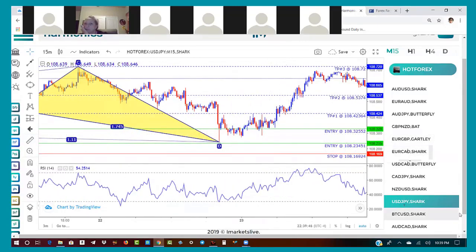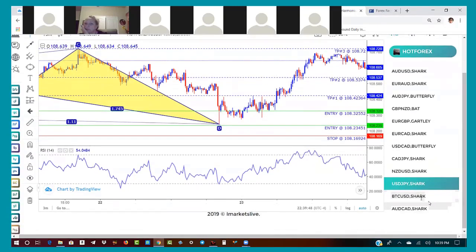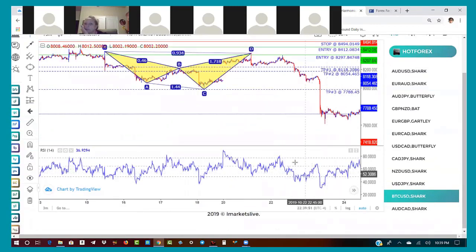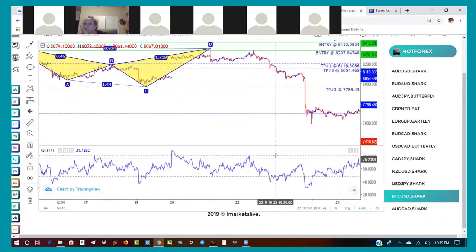We have 2 more to go. This is Bitcoin. Don't do Bitcoin for now. It's very crazy, and it will give you a lot of money, but you could lose your entire account on Bitcoin if you're not careful. Do not trade Bitcoin, even if you see it here, until you learn Bitcoin.